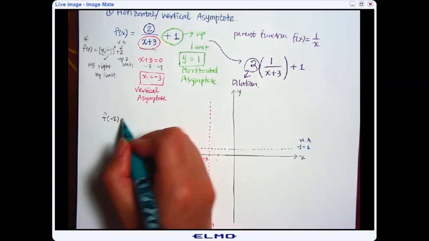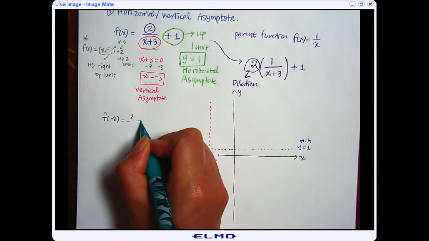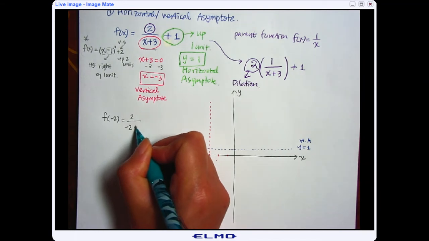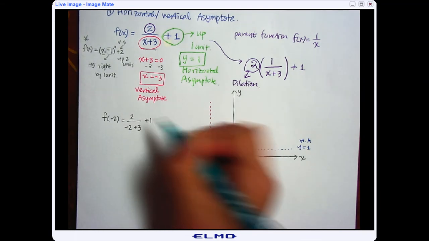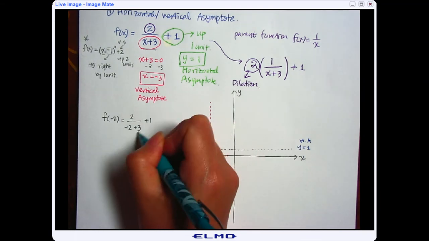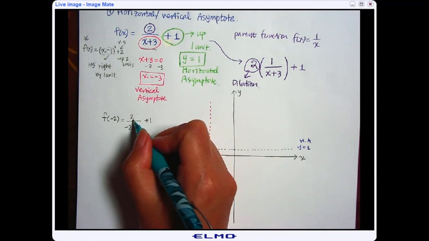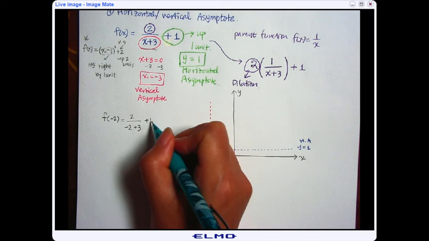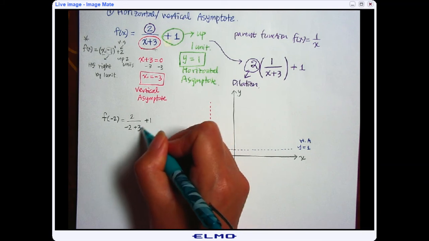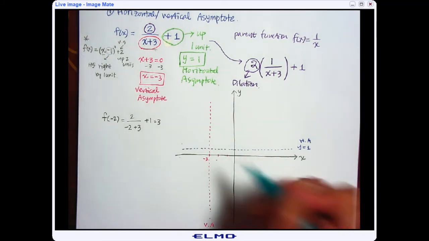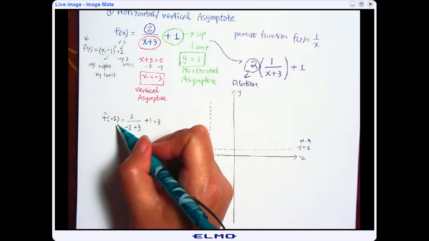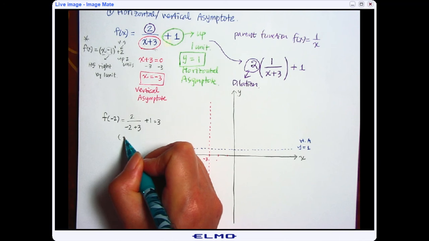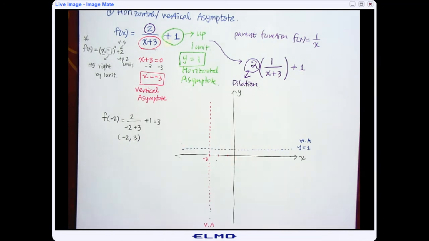So if I input -2, it's 2 over, instead of x, I'm inputting -2, so it's -2 plus 3, and plus 1. Then now I have to take care of this fraction first. So it's 2 over -2 plus 3, which makes 1. So it's consequently 2 over 1, which is 2. 2 plus 1 makes 3. So that means my graph has to pass through the coordinate, x coordinate -2, y coordinate 3.